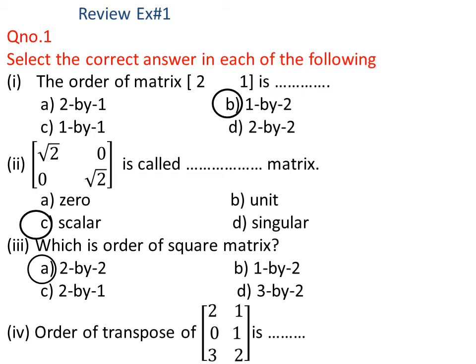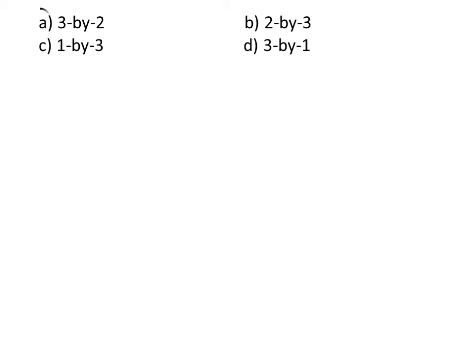Next is order of transpose of the given matrix is dash. This matrix has 3 rows and 2 columns. When we take the transpose of this matrix, its rows and columns are interchanged. So its order will become 3 by 2. That's why we will choose option A.